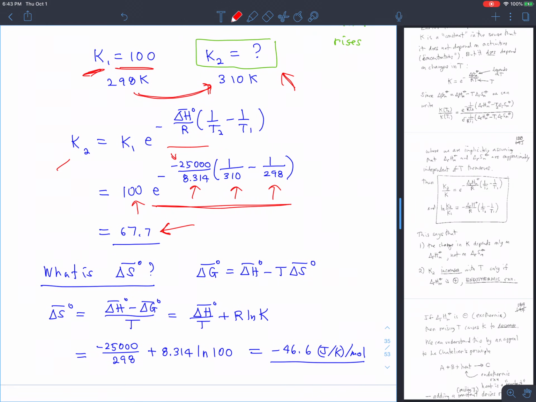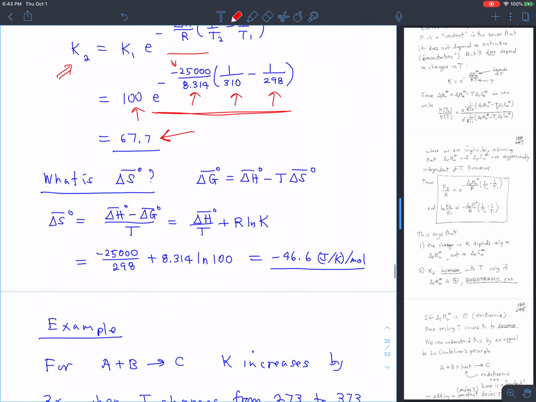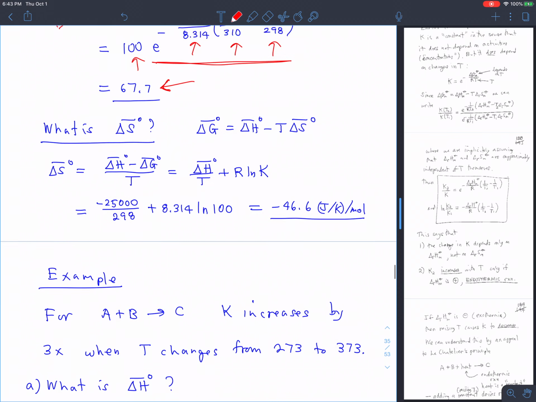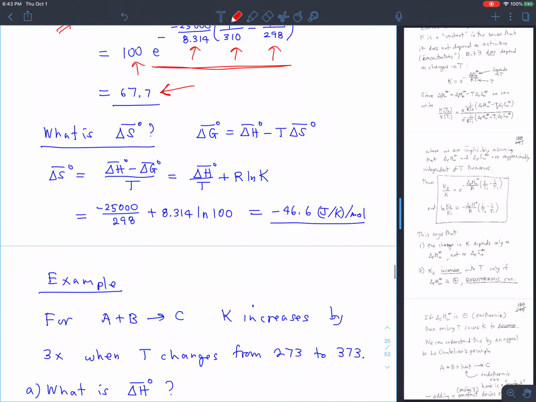Gone down also, just to emphasize, in agreement with what we expected from Le Chatelier's principle and from looking at the formula. It's also possible, from the information that we have up above, the delta H value plus the equilibrium constant at one temperature, to calculate what the delta S value is for the chemical reaction, even if we don't have that by other methods.